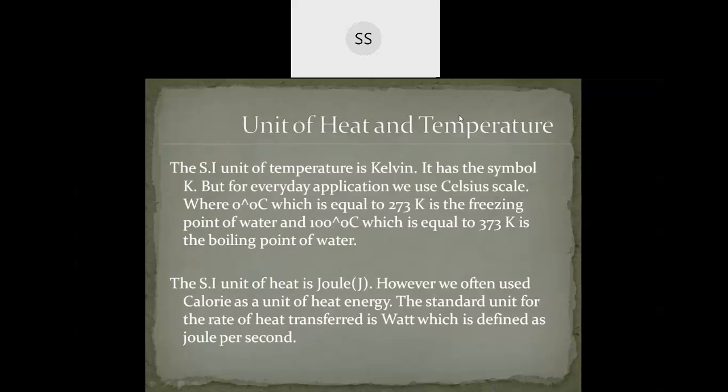So basically from this topic we know that the SI unit of temperature is Kelvin and the SI unit of heat is joule, but there are some other units also which we use, such as Celsius or Fahrenheit for temperature, and calorie for heat. So there are some other units also.